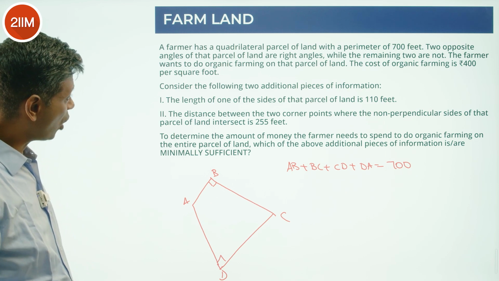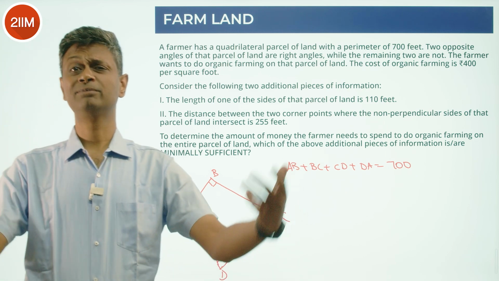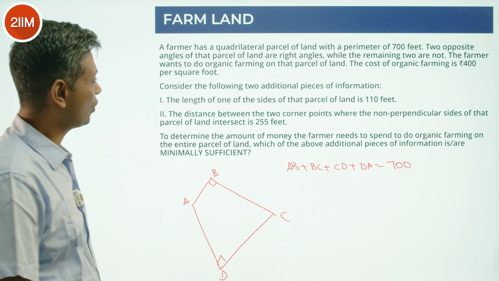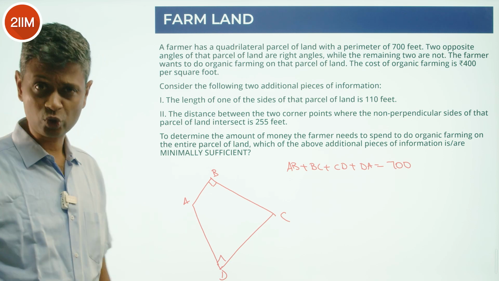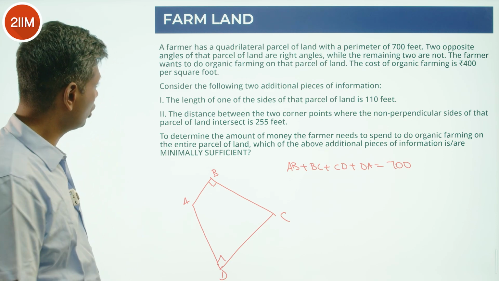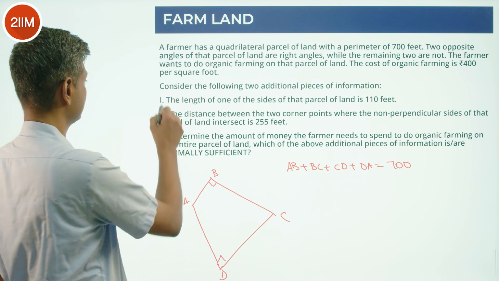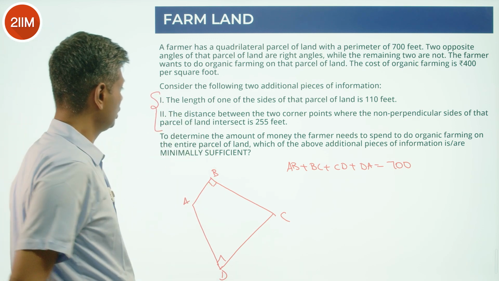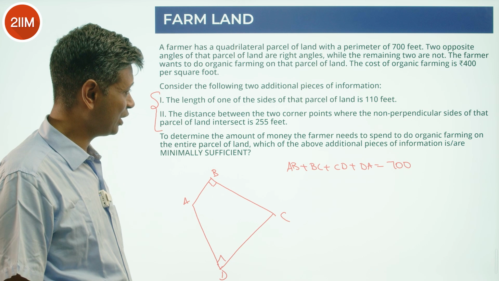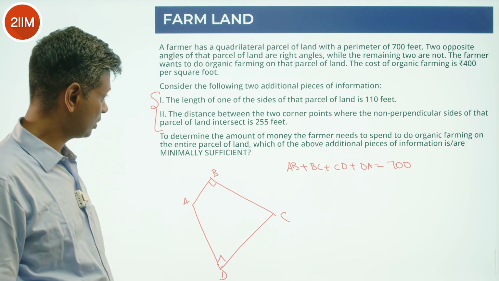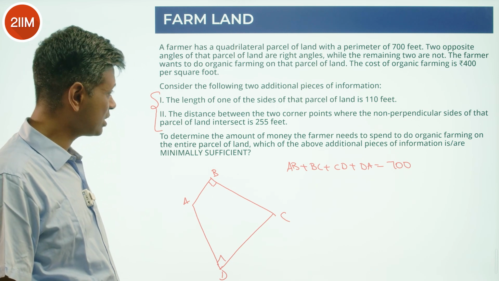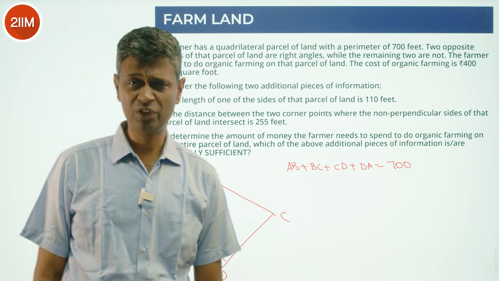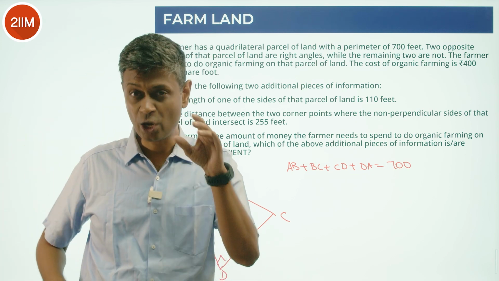The farmer wants to do organic farming on the parcel of land. It's all the rage. The cost of organic farming is rupees 400 per square feet. Consider the following two additional pieces of information. So to determine the amount of money the farmer needs to spend to do organic farming, which of the following additional pieces of information are minimally sufficient? Very interesting language being used here.